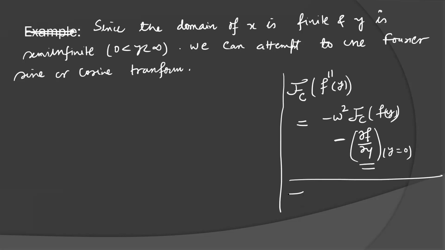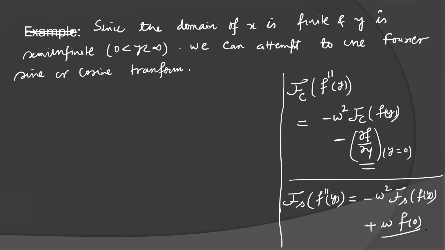But if you use the Fourier sine transformation of f double dash y, I have discussed these results in part 3, then this is equal to minus omega square times the Fourier sine transformation of f(y) plus omega into f(0). This means the derivative condition is not required, but the derivative condition is given. So it will be better to use cosine transformation here.